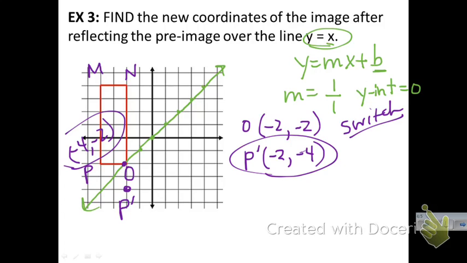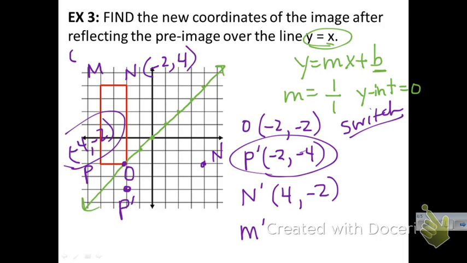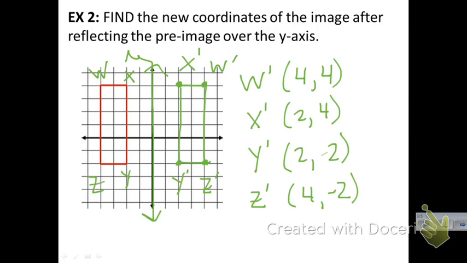So if we look at N, it is back 2, up 4. So when we reverse those values, we get over 4, down 2. So to graph it, we go over 4, down 2. And there is N prime.